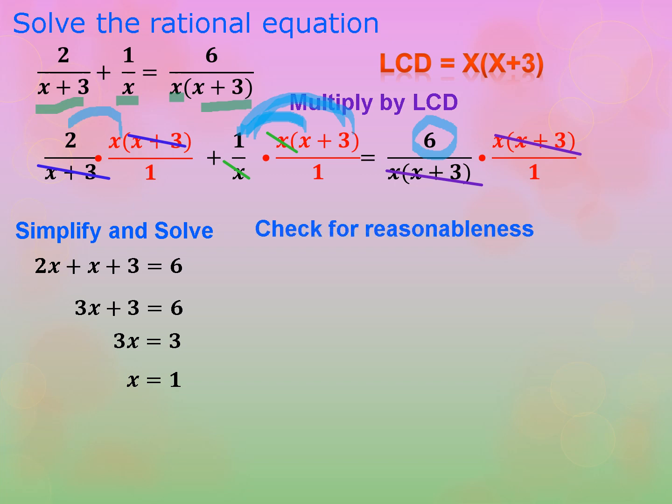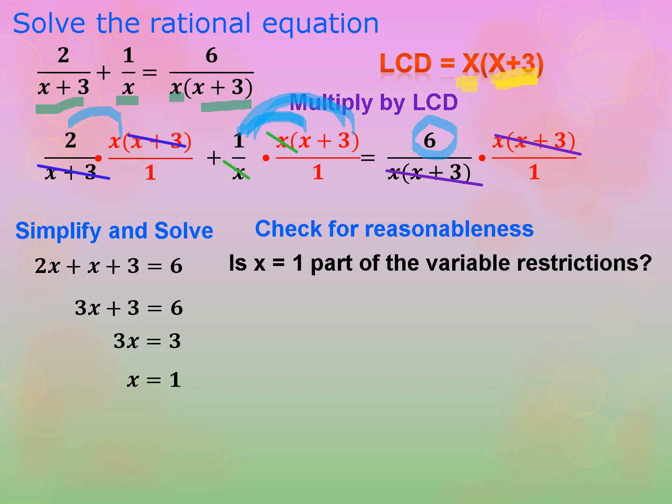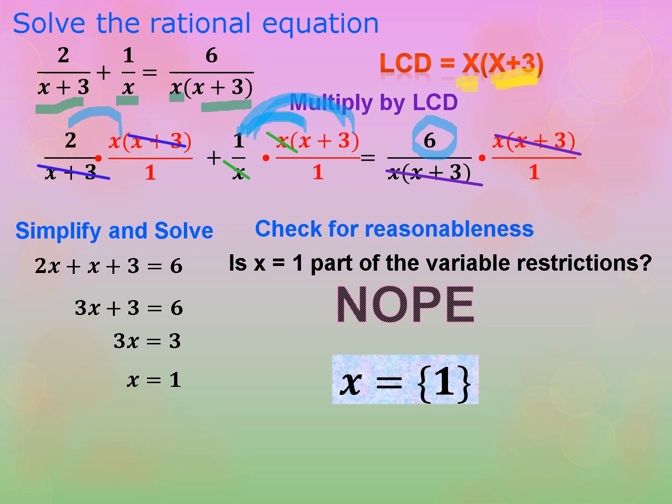Now, what reasonableness is basically you're finding the variable restrictions and you're making sure that your answer is not part of the variable restrictions, okay? So looking up here, you can really look at your LCD. It'll tell you. So I have 0 for x right there, and I have -3 for x right there. So my domain restrictions are 0 and -3. Well, I didn't see anything about a 1 in there, so 1 works because it's not part of what x cannot equal. So we write our solution. X equals 1.